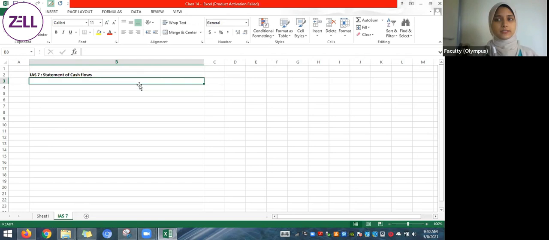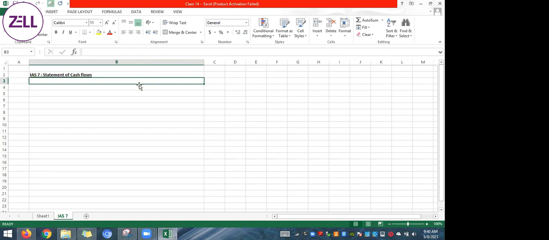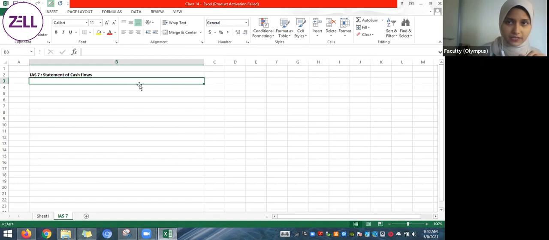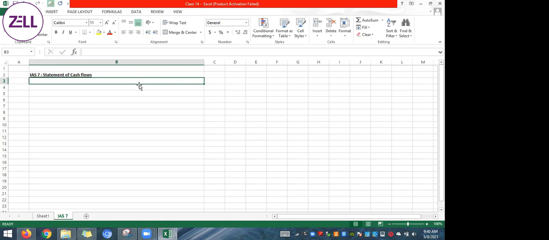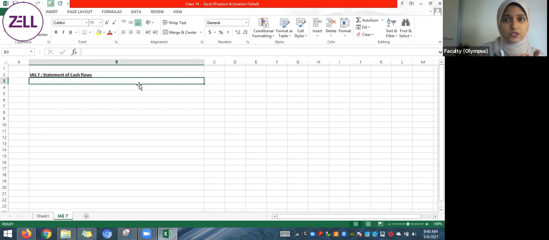Now, does anyone have any idea why statements of cash flows are needed? I mean, we have a P&L, we have a balance sheet. What additional is a statement of cash flows giving us? Value of cash at the end of the year. So Jayani says value of cash at the end of the year. If you see your balance sheet, the bank balance, the cash. So I'll solve Jayani's query. She's saying that you get the cash position, but from the balance sheet also you get the cash position.